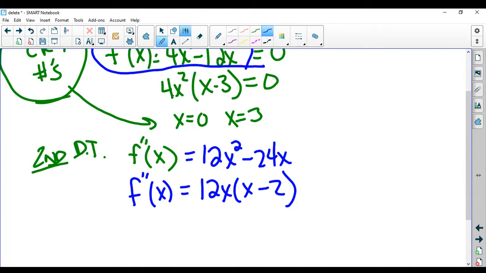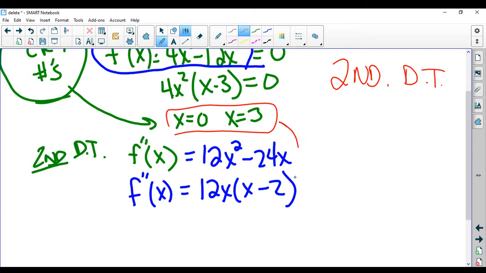So now the second derivative test we'll do right here is you just take these critical numbers and plug them into this second derivative. So the second derivative at 0, you can see is going to be 12 times 0, which is 0, times the negative 2, which is 0. Now that means you can't use the second derivative test. This is not positive or negative.